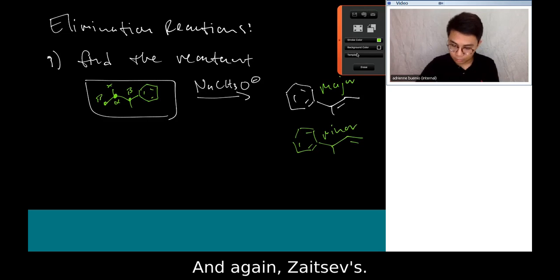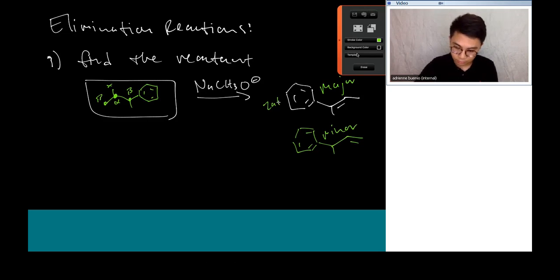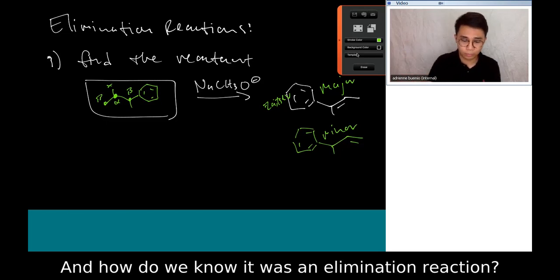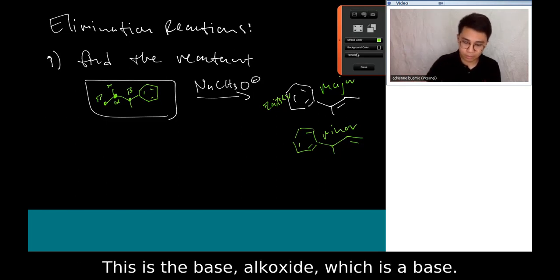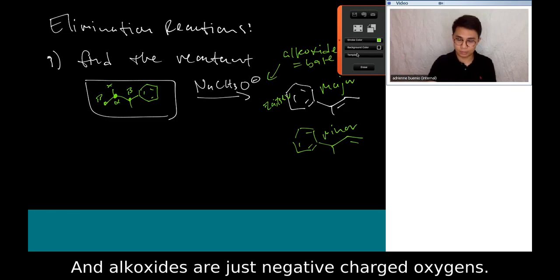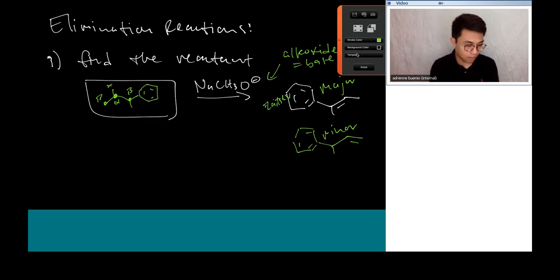And again, Zaitsev, Zaitsev, right? So that's all there is to it. And how do we know it was an elimination reaction? This is the base, right? Alkoxide, which is the base. So things like that. And alkoxides are just negative charged oxygens. So nothing too crazy. Very doable.